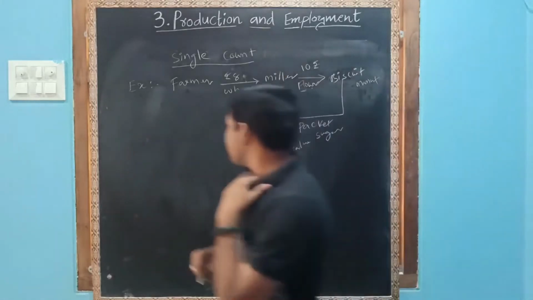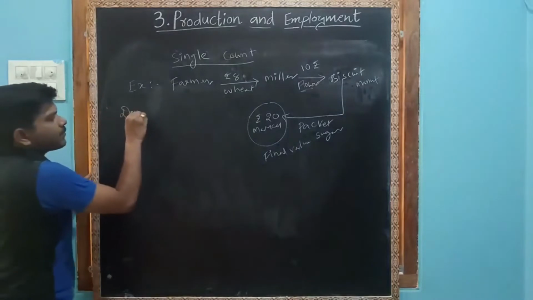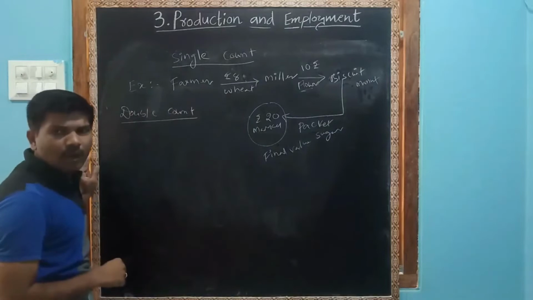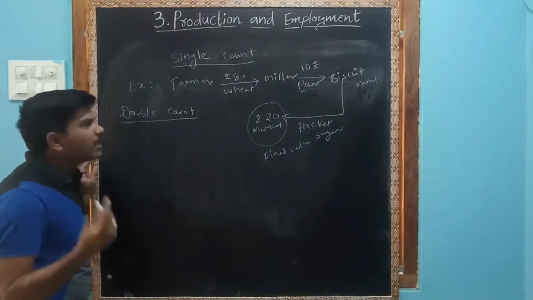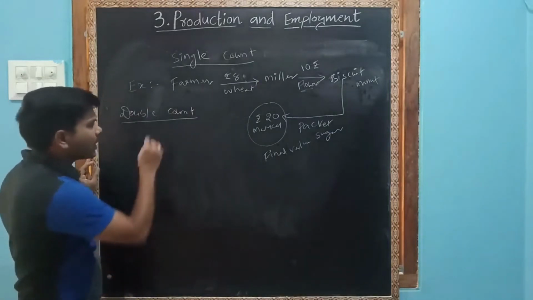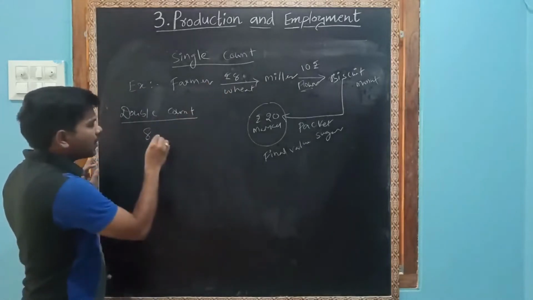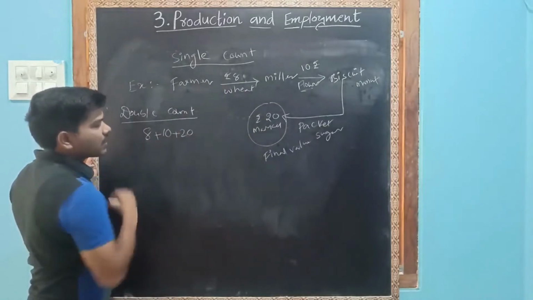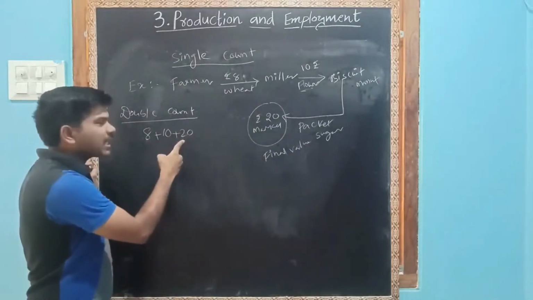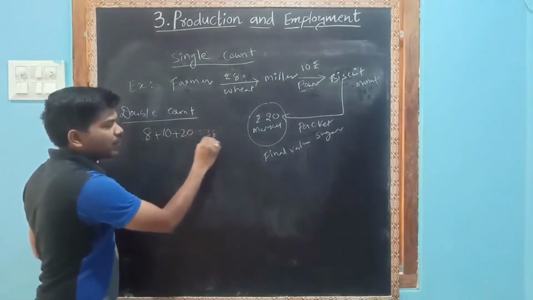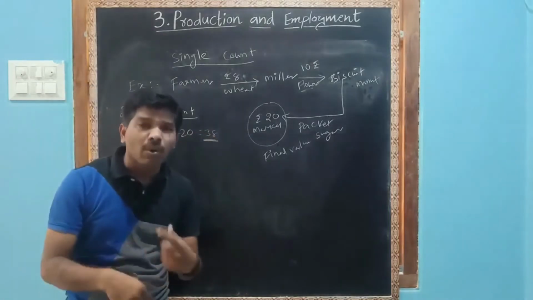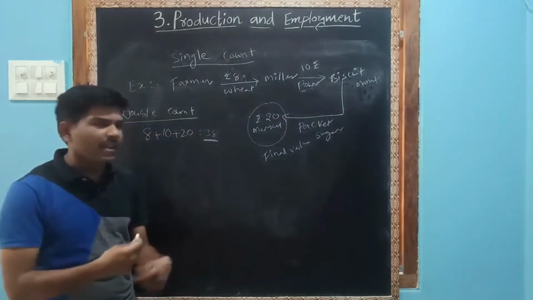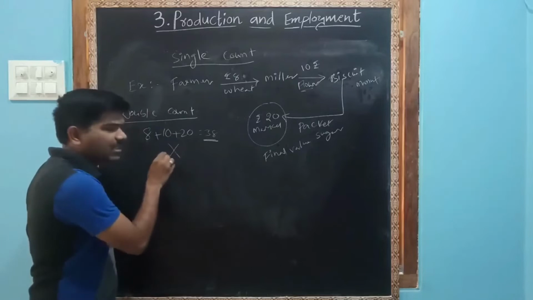Then what is double counting? We have to avoid double counting. See, 8 rupees wheat plus 10 rupees atta flour plus 20 rupees biscuit packet is 38 rupees. That is double counting, double adding. Many things were added again and again, so this is the wrong method of calculating the GDP.